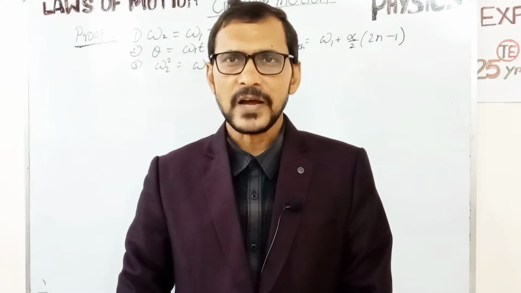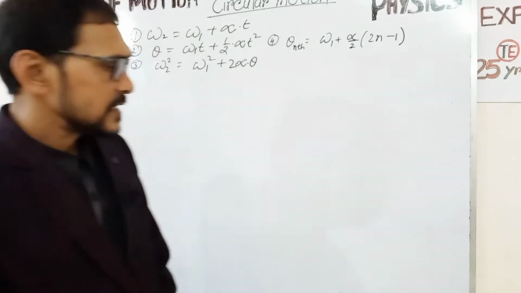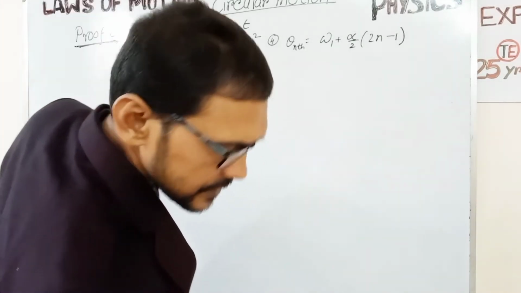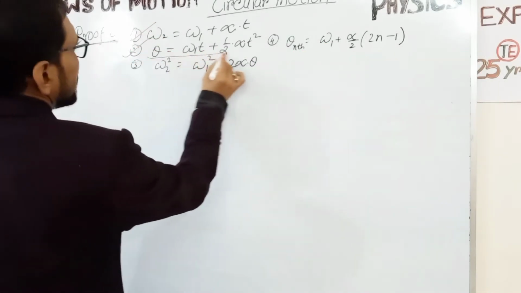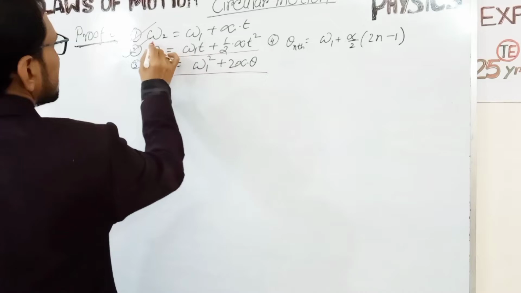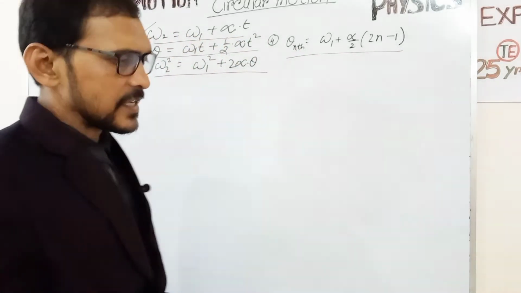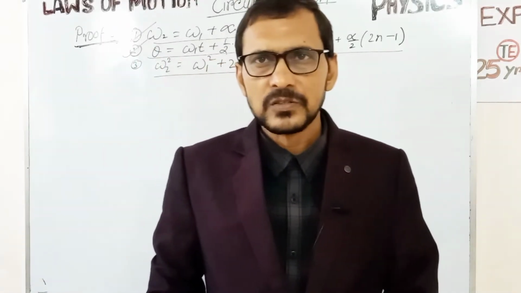Today in this class, I'll teach you the different equations in circular motion, that is omega 2 equal to omega 1 plus alpha t, and theta equal to omega 1 t plus half alpha t square. That is the fourth equation, which I will derive in two methods, the general method and the calculus method.